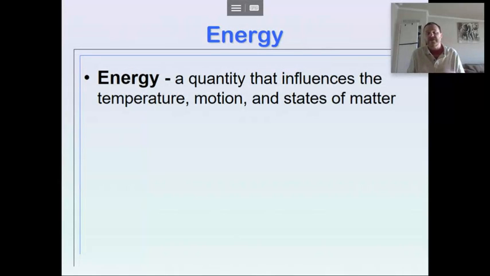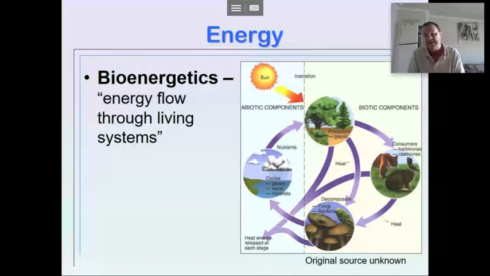Okay, so chapter 6 talks about energy and really focuses on how energy is driven through cells, and we talk about enzymes. So that's kind of where we're headed here. What is energy? Well, energy is this quantity that influences temperature, motion, and states of matter. That's kind of a nice generic science definition of energy. Now, how does that apply to biology? Well, this term bioenergetics is something your text uses, and that describes the energy flow through living systems.